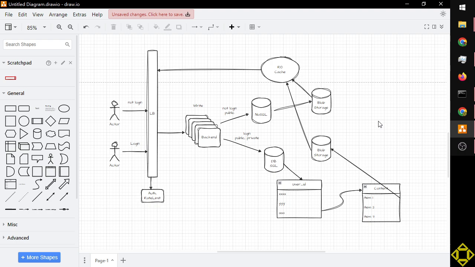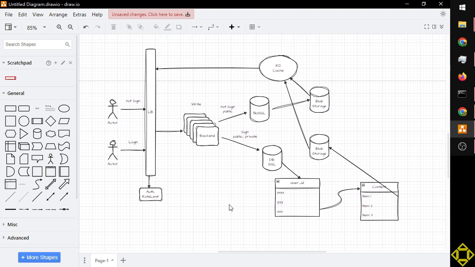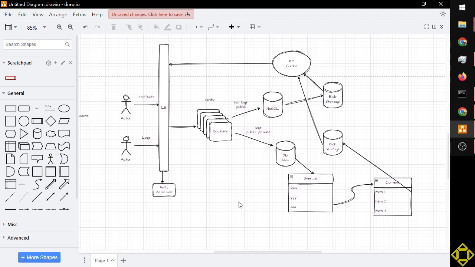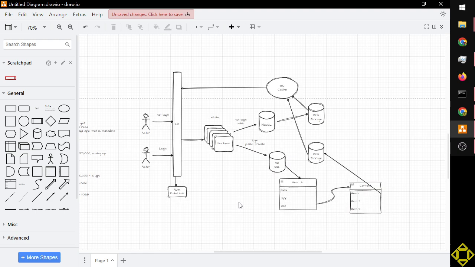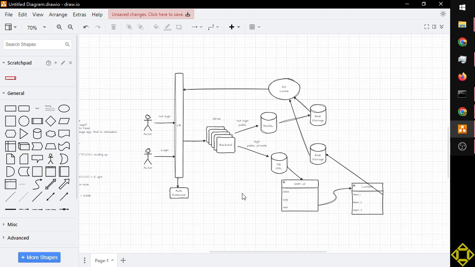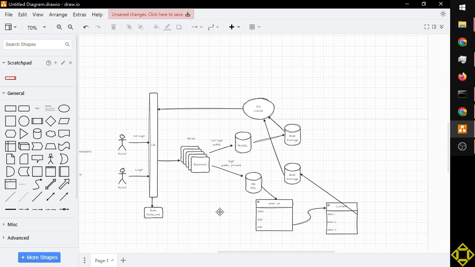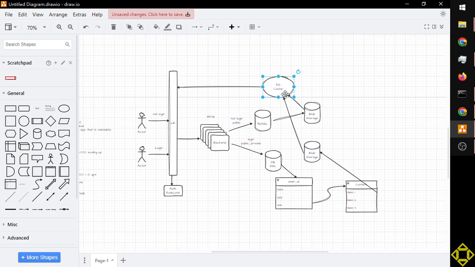3. Private content. Logged in users have a more structured flow. Their content gets stored in a SQL database with an association to their user ID, plus settings for public or private. The actual content remains in blob storage. Caching for frequently requested private content is a smart optimization. 4. Cache layer. Caching both public and private content based on access patterns is a good way to reduce load on your backend and improve response times.